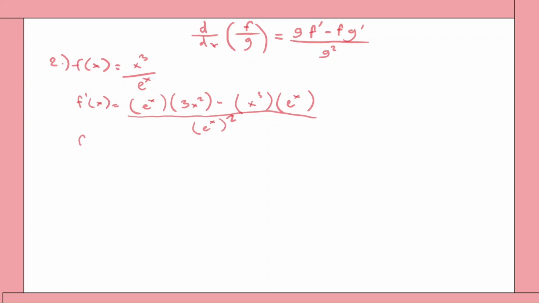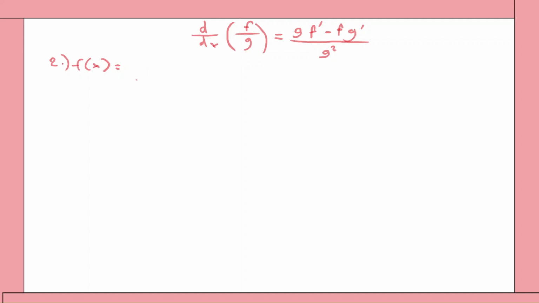And now we're just going to simplify it. As you can probably notice, there's not a whole lot of simplifying you can do here. This is just going to be e to the x times 3x squared minus e to the x times x cubed, and then this is all over e to the x squared. And this would be your answer. You could factor out an e to the x in the top if you wanted. You don't really have to. There's no need to do that right now, but this is the general idea for e to the x.